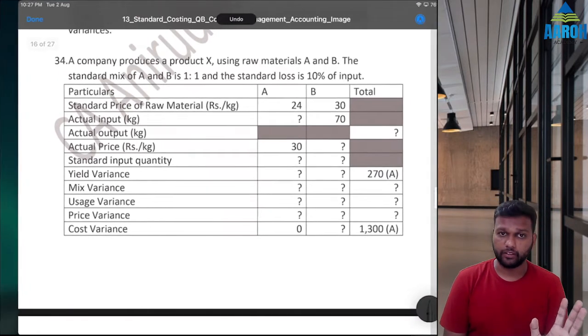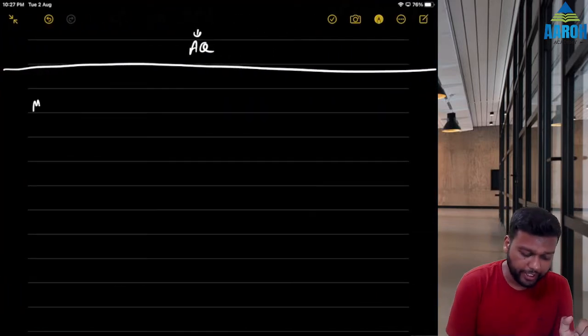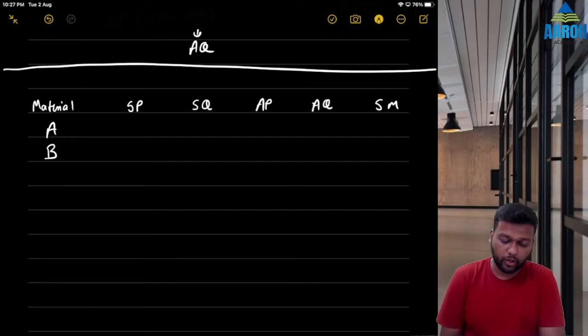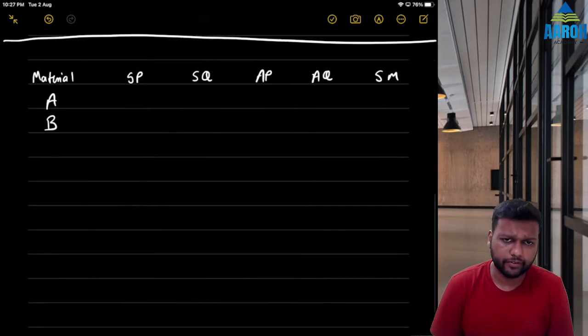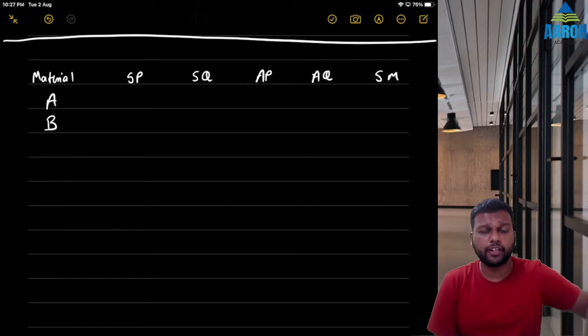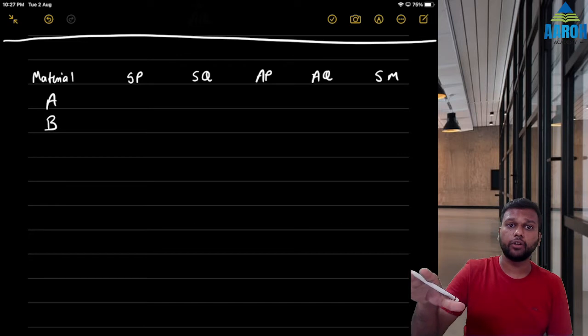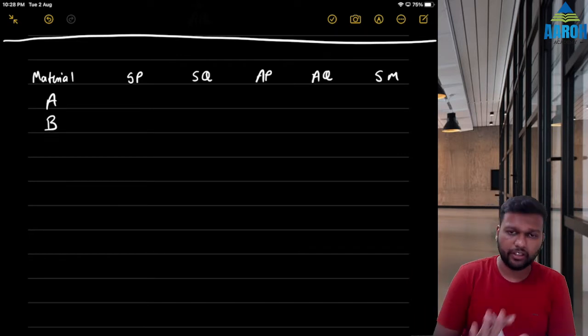always prepare a table. What table? What information are we going to need? What information will we need for materials A and B? We will need standard price, standard quantity, actual price, actual quantity, and standard mix, because all these values come in these formulas, right? These 5 things we will always need. In case of labor, we have to create another column for actual hours worked and paid. Sometimes for material also we have to create another column for actual quantity purchased and actual quantity consumed. But again, not right now, not relevant.